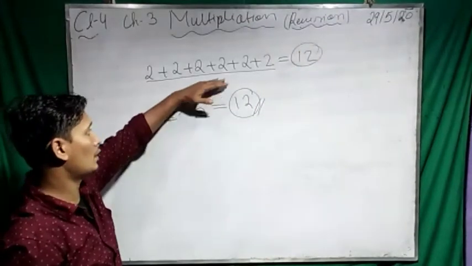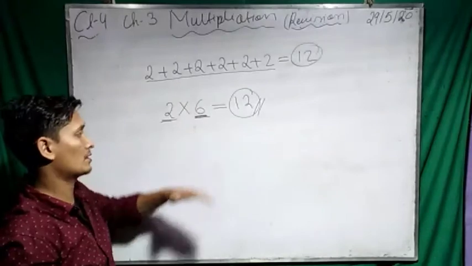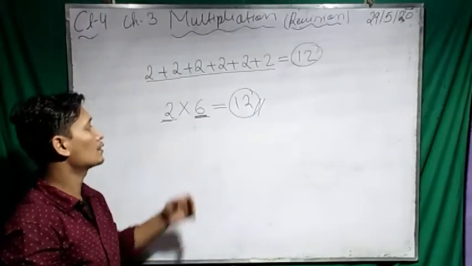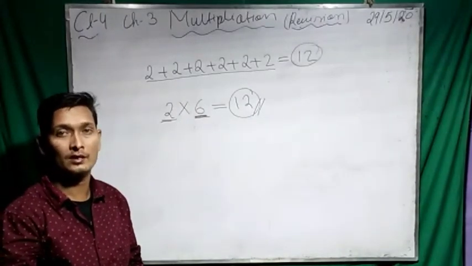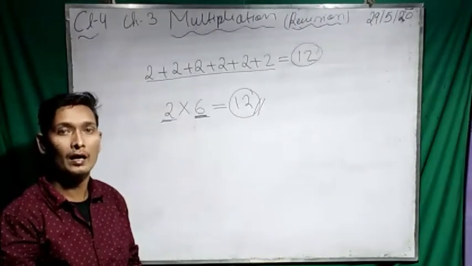Got it? So this is the long process and this is the short process. Multiplying two numbers is the short process. Got it? Multiplication is the short process to find the answer.